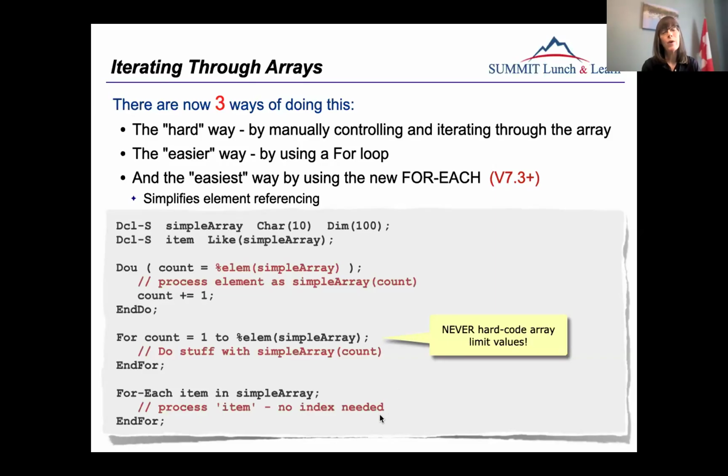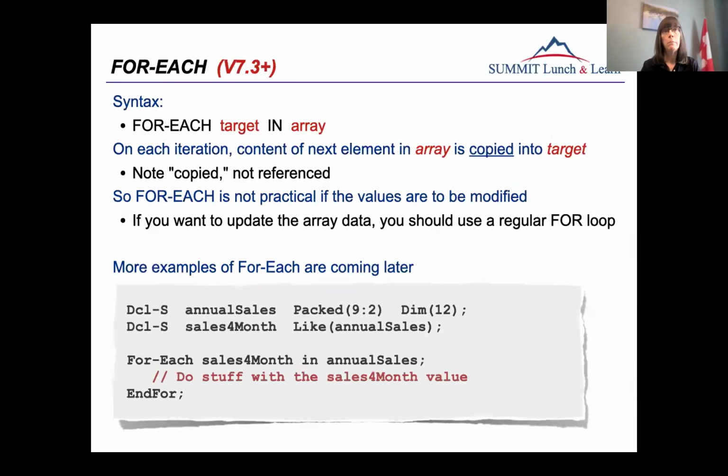The new way is the for each, and that's an opcode, a feature that's available in many other modern languages, and now, being a modern language, RPG has exactly the same thing. For those not familiar with it, we haven't had it in RPG for very long. The syntax is for each target in array, which means that on each iteration through the loop, the content of the next element in the array is copied into the target variable.